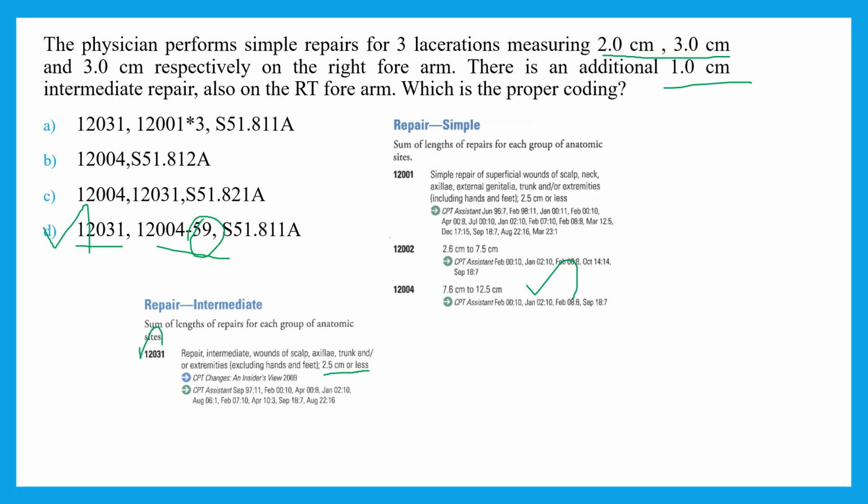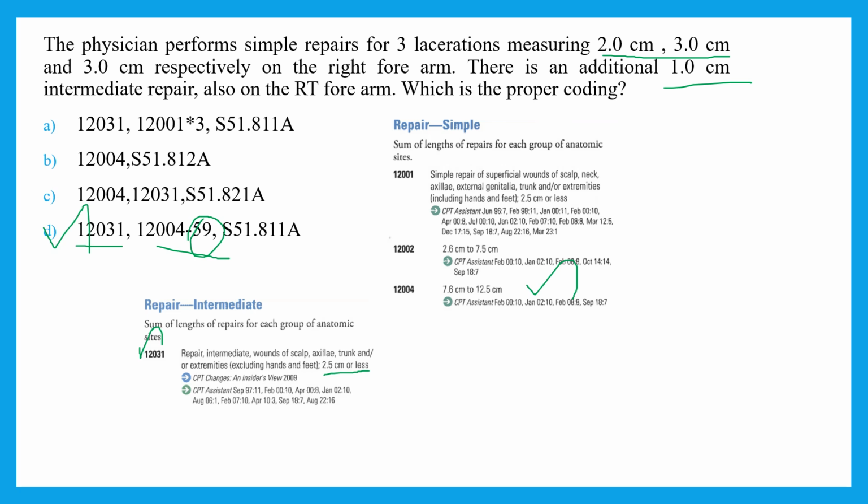So we don't need to check the ICD code and all. If you want, you can check. Anyhow, you found out the answer. This is how you need to choose your codes. If you know the guidelines, you will definitely get your answer within 10 seconds. So just concentrate on your guidelines.